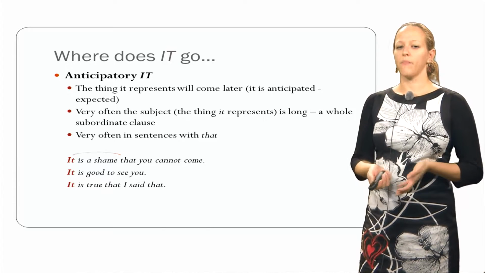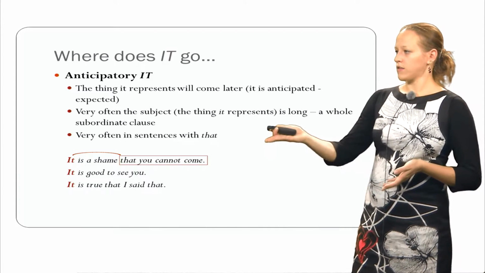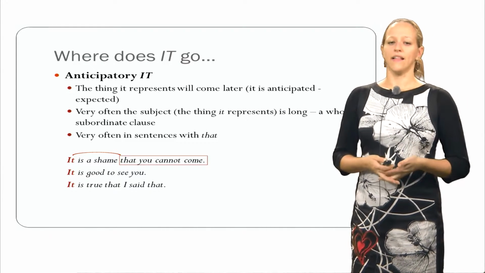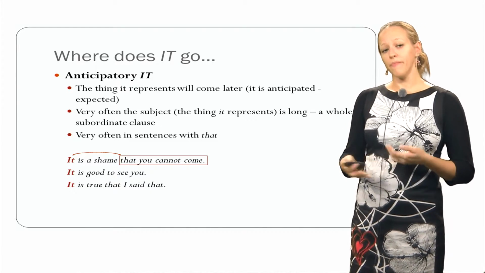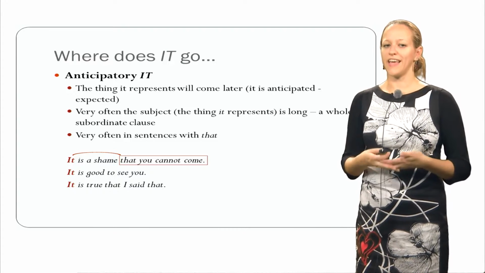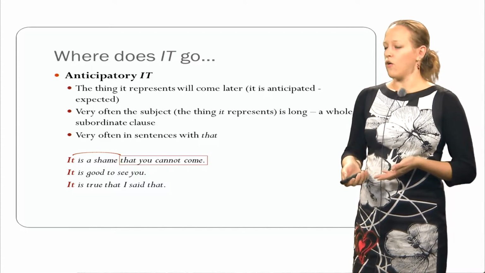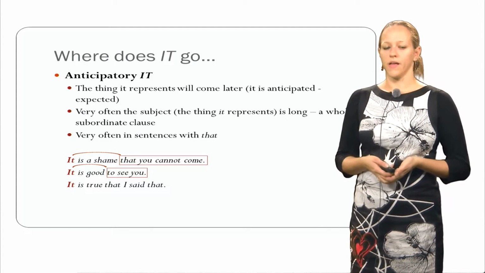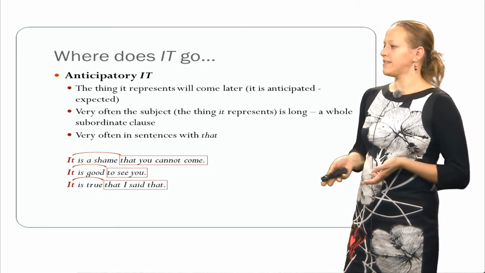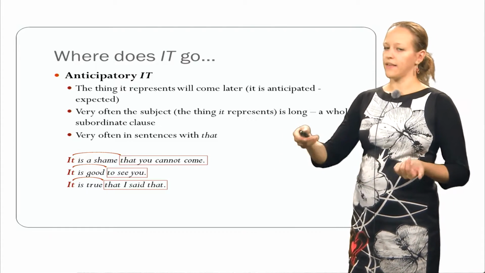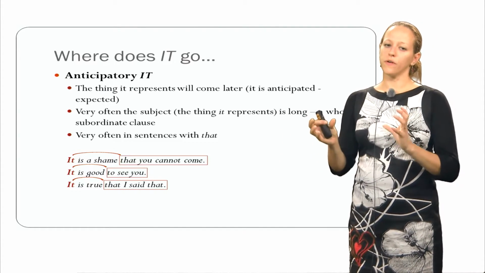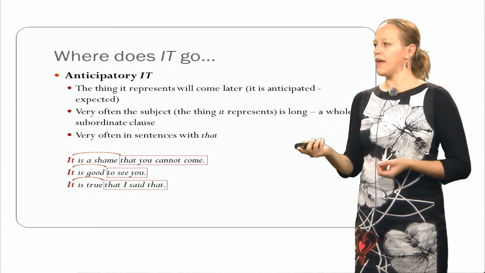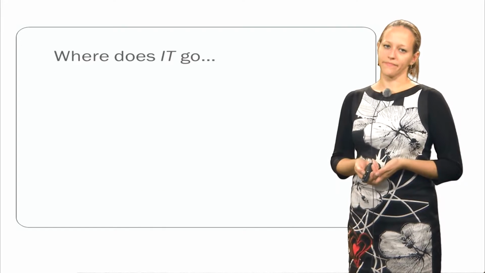So it is a shame that you cannot come. This clause, that you cannot come, is the actual subject. So we could say that you cannot come is a shame. But it flows better if we say it is a shame. Or it is good to see you. To see you is good. It is true that I said that. That I said that is true. You can move the long subject from the back to the front. The it represents something that comes later.